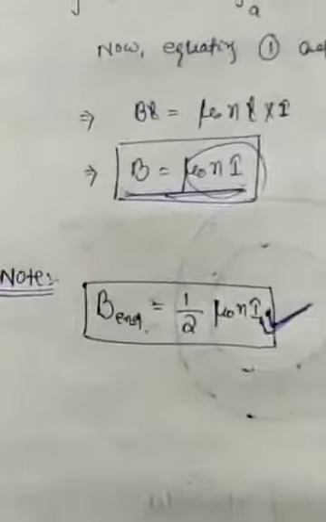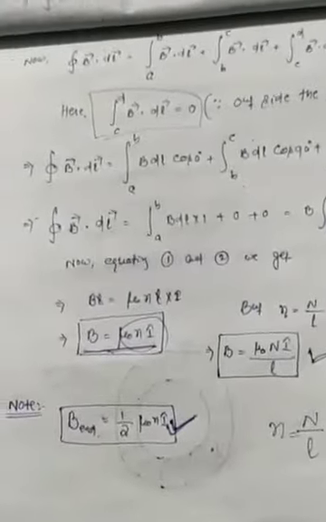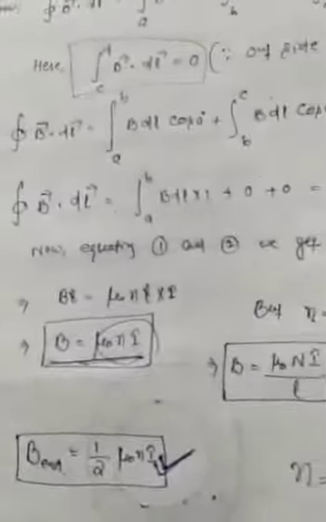Outside a long solenoid, the field is very weak and can be neglected, and it may be 0 also. So dear students, this finishes the magnetic field due to a straight solenoid, which is an application of Ampere's circuital law. Thank you.